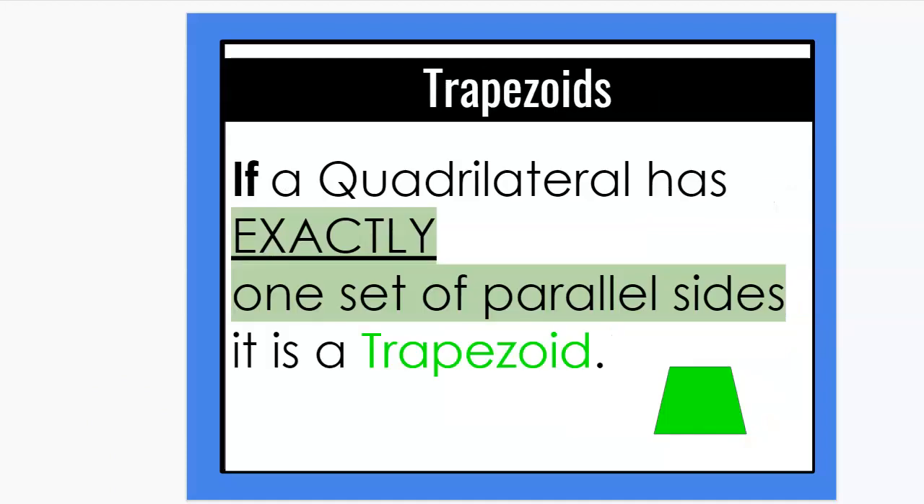Another category is called the trapezoids. If a quadrilateral has exactly 1 set of parallel sides, it is classified as a trapezoid. Here's an example of a trapezoid. It has 1 set of sides that are parallel. The other pair of sides are not parallel.